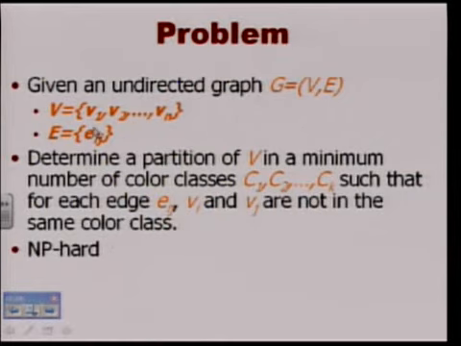And the problem is that if you think about an undirected graph with vertices in the set V and the edges connecting the vertices in a set E, we want to determine a partition of the vertices into a minimum number of color classes such that each edge connecting vertices Vi and Vj does not have both ends in the same color class. And this graph partitioning problem is in general NP-hard.